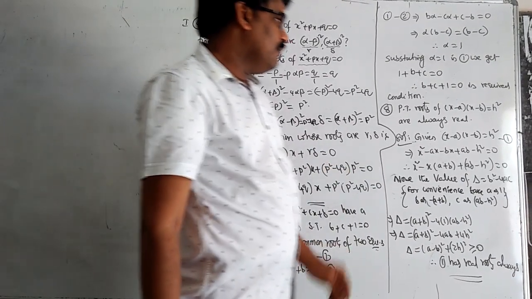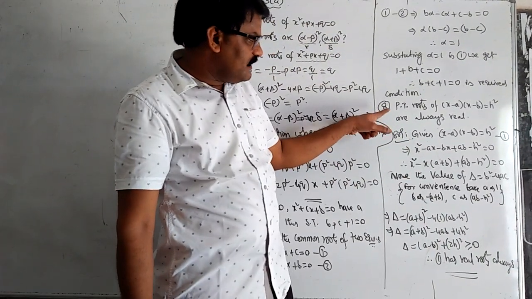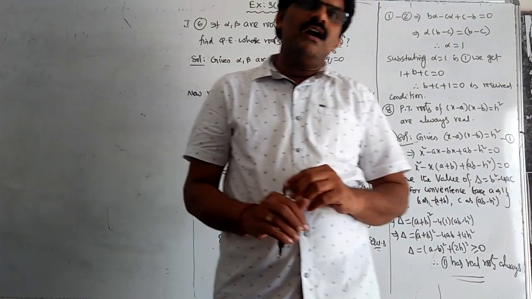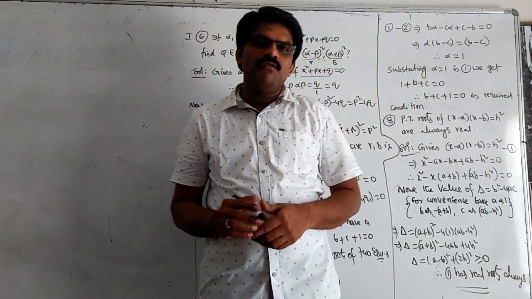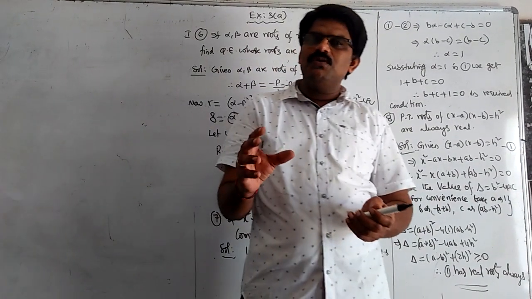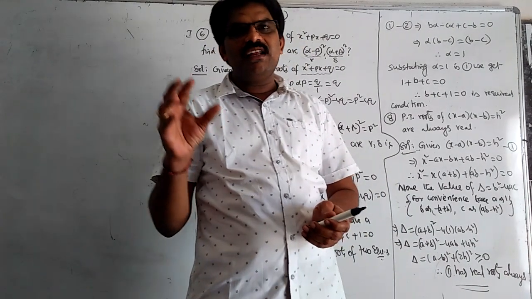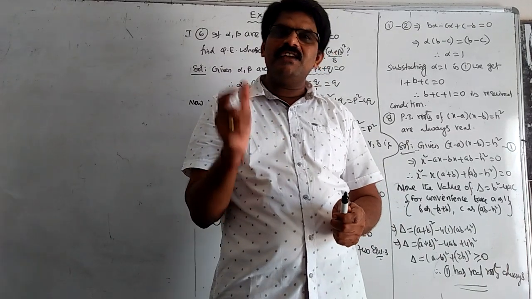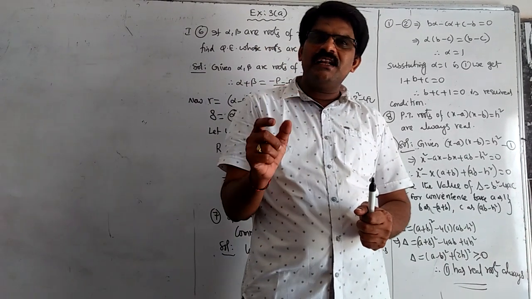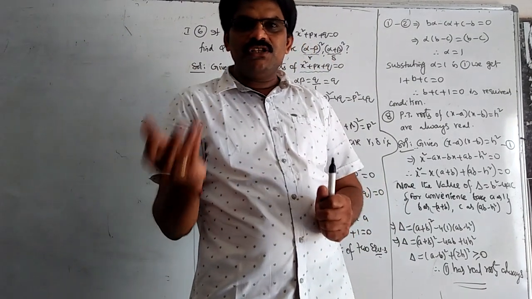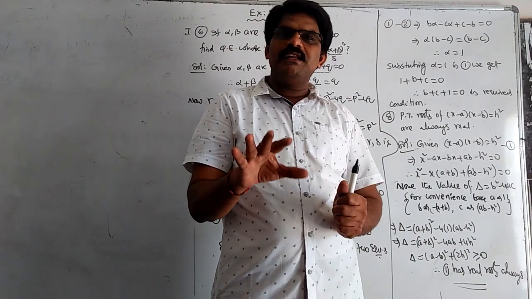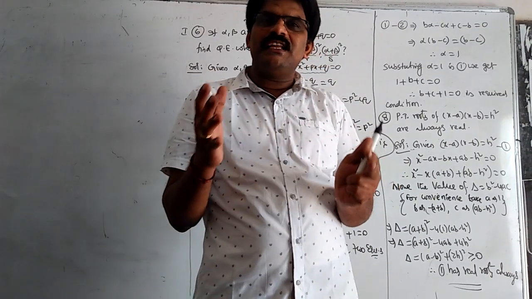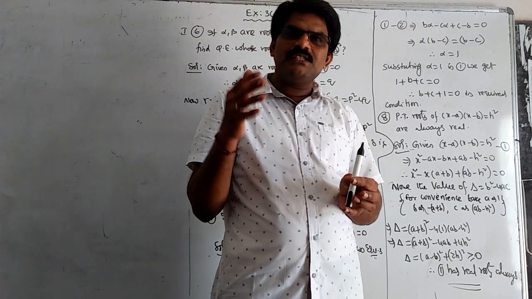Now come to the eighth problem. So what is this one? Given a quadratic equation, we have to prove that the roots are real. Already we discussed the nature of roots. What is the nature of roots? When the delta value is greater than 0, the roots are real and distinct. When the delta value is equal to 0, the roots are real and equal. That means when delta is either greater than 0 or equal to 0, automatically the roots become real. So when a quantity is greater than or equal to 0, it is always non-negative.